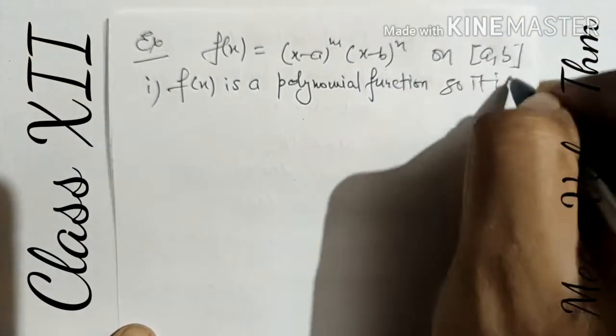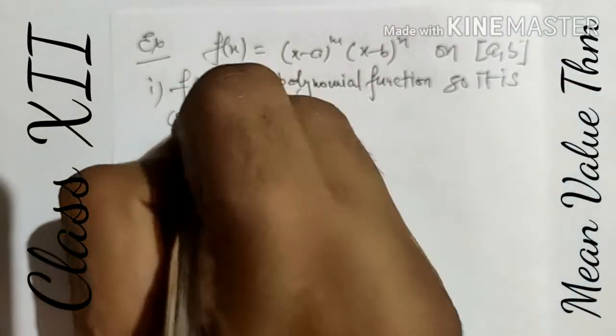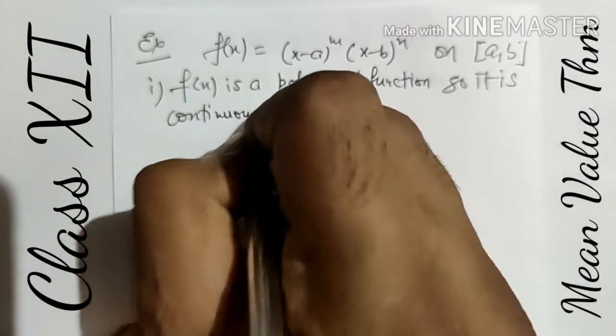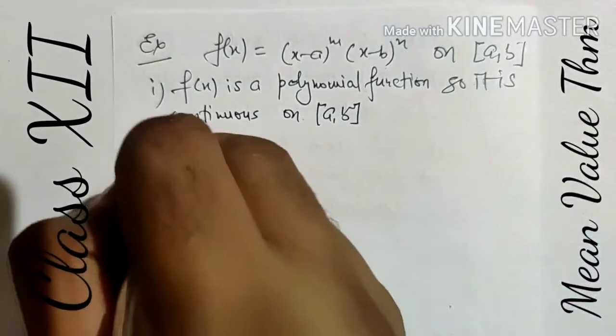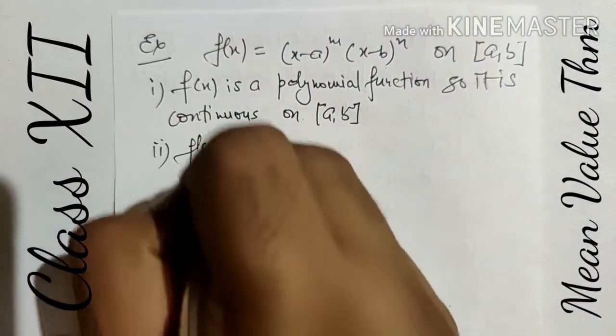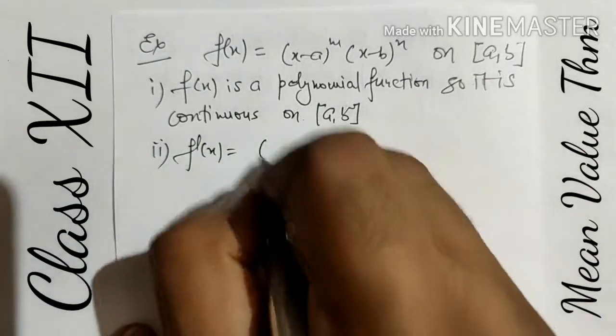So it is continuous on closed interval ab. Second, we have to take derivative by product rule.